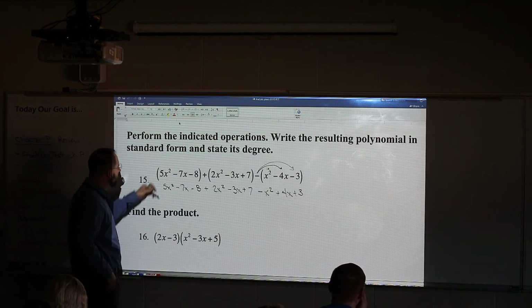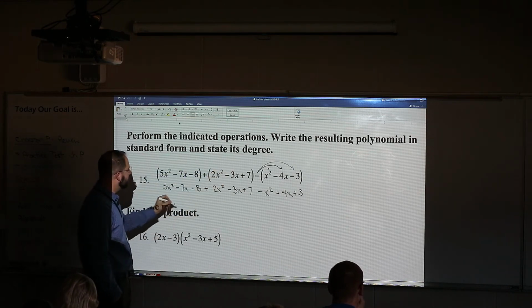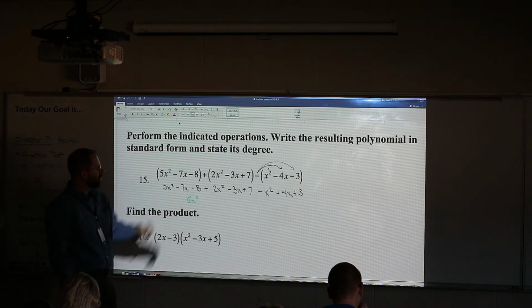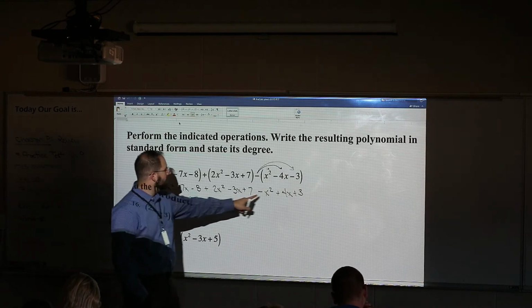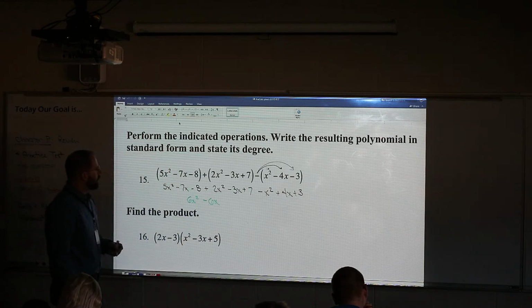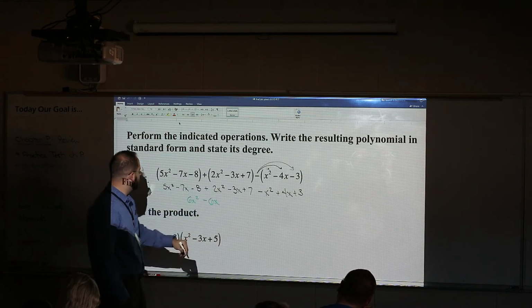Adding these together, I have a 5x squared, a 2x squared, and a negative x squared, so that's 6x squared if I add up like terms correctly. That's 7 minus 1. Negative 7, negative 3 is negative 10, plus 4 is negative 6x. 8, 7 makes negative 1, and then 3 is what, a positive 2?